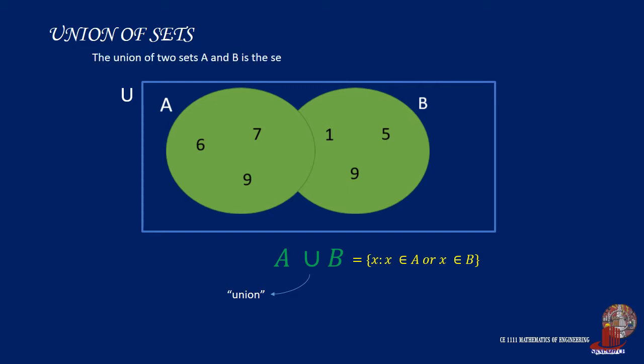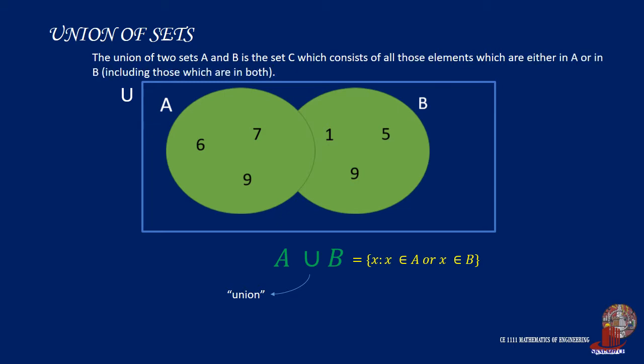So, the union of two sets A and B is the set C, which consists of all those elements which are either in A or in B, including those which are in both. From the example, the union of sets A and B are the elements 1, 5, 6, 7, and 9.